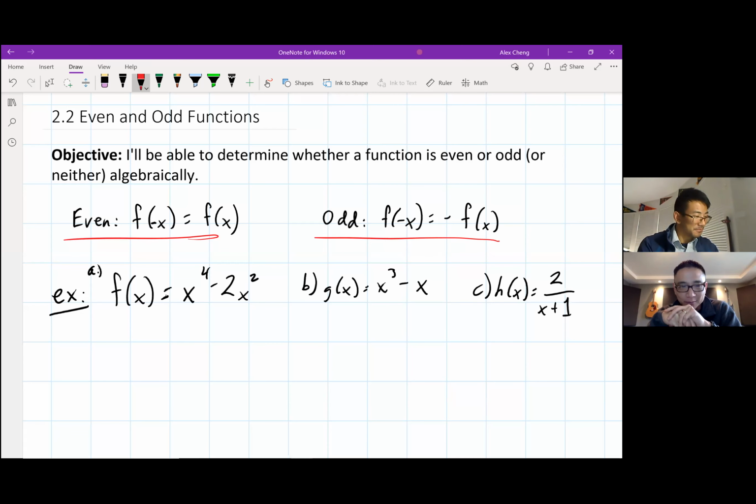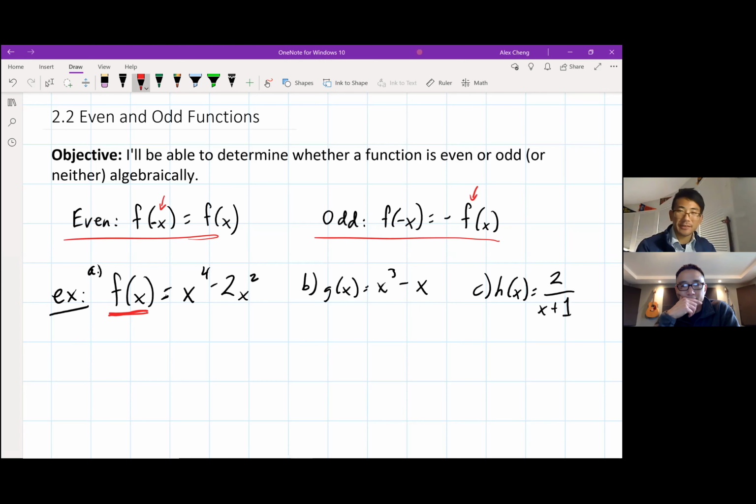Okay, but let's check out the first one. Mr. Chang, I think I'll let you take it away with the first one. Yeah. So the way I like to look at these is essentially there's three pieces. There's f of x normally, there's f of negative x, and then there's also negative f of x, and you just want to see which ones are equal to each other.